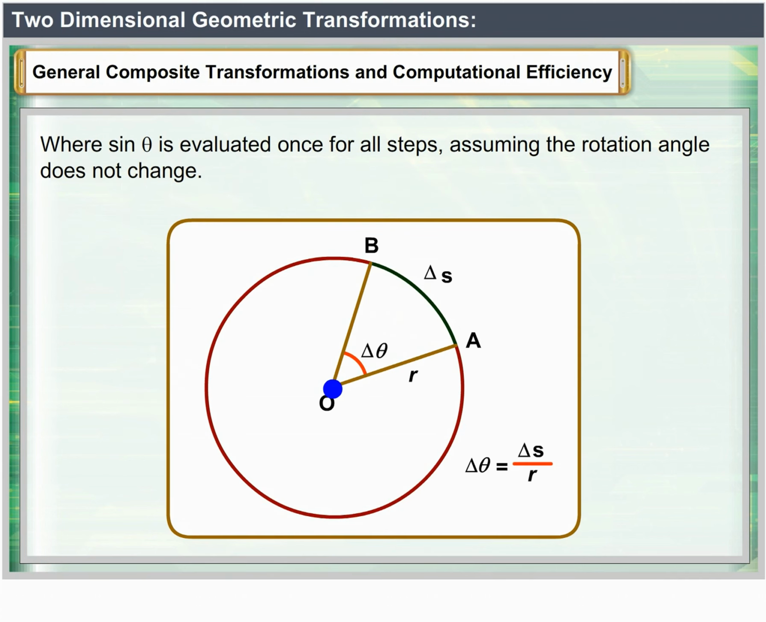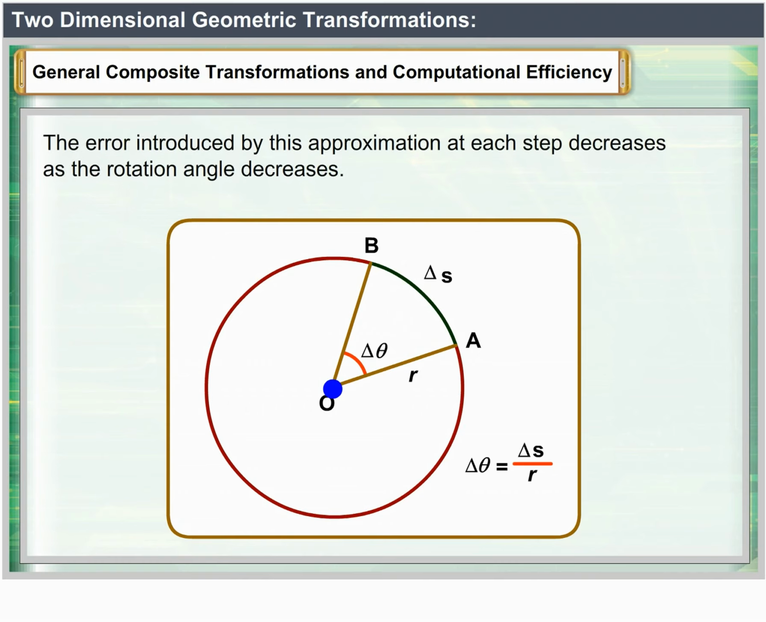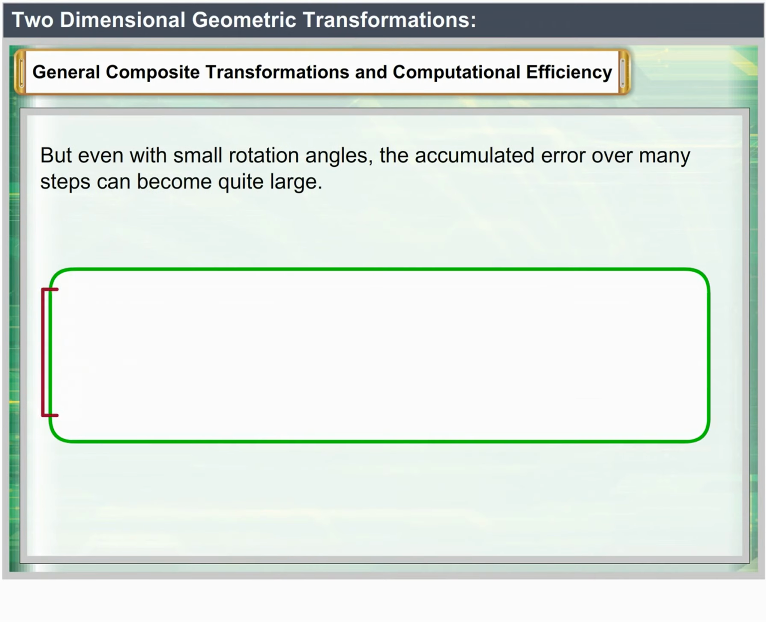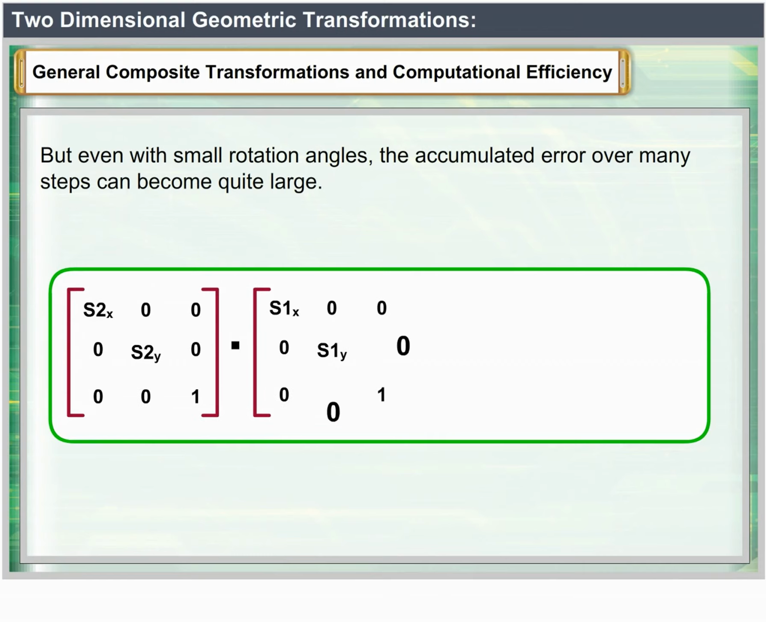But even with small rotation angles, the accumulated error over many steps can become quite large. We can control the accumulated error by estimating the error in x' and y' at each step and resetting object positions when the error accumulation becomes too great.